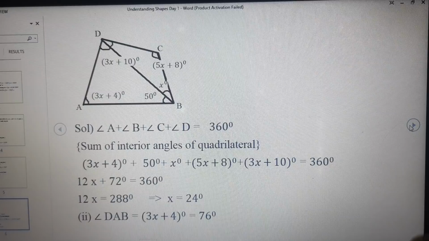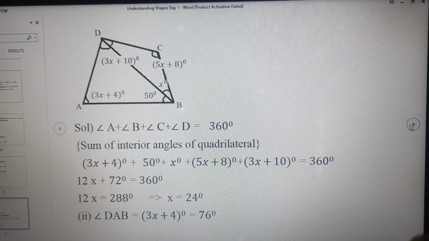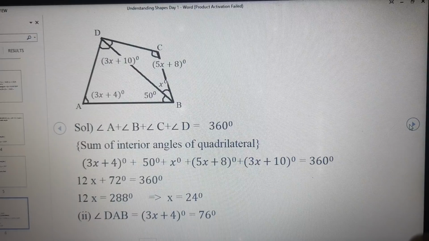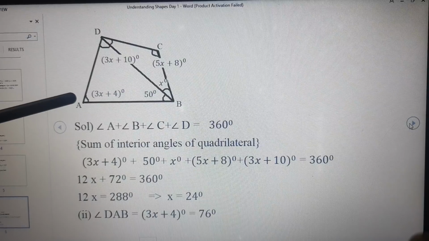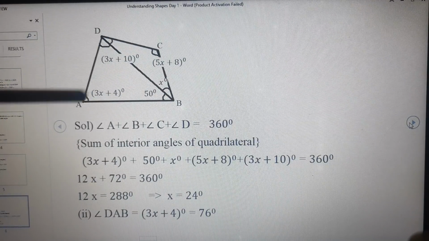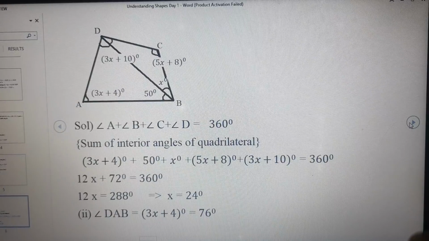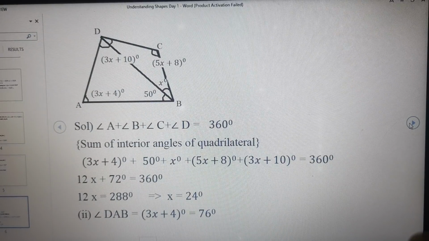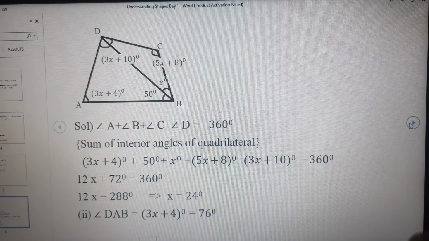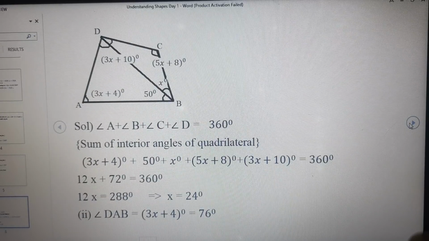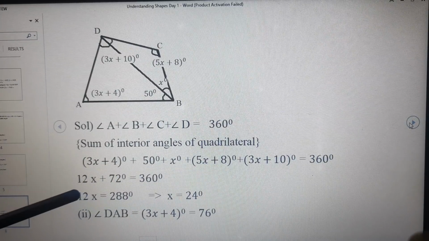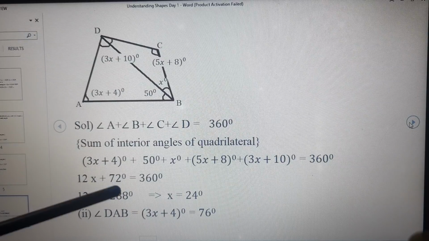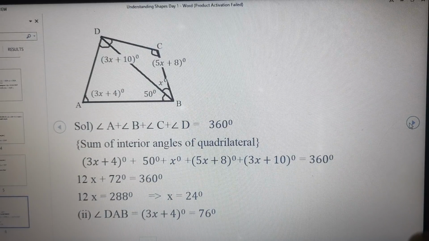As it is a quadrilateral, the sum of all four interior angles of a quadrilateral will be equal to 360 degrees. Fine. We will put their values. A plus B plus C plus D. A is 3x plus 4. Complete angle B is 50 plus x. C is 5x plus 8 and D is 3x plus 10 will be equal to 360 degrees. When we solve it, when we open the bracket, 3x plus x plus 5x plus 3x, we will get 12x plus 72 is equal to 360 degrees. The value of x is 24 degrees.